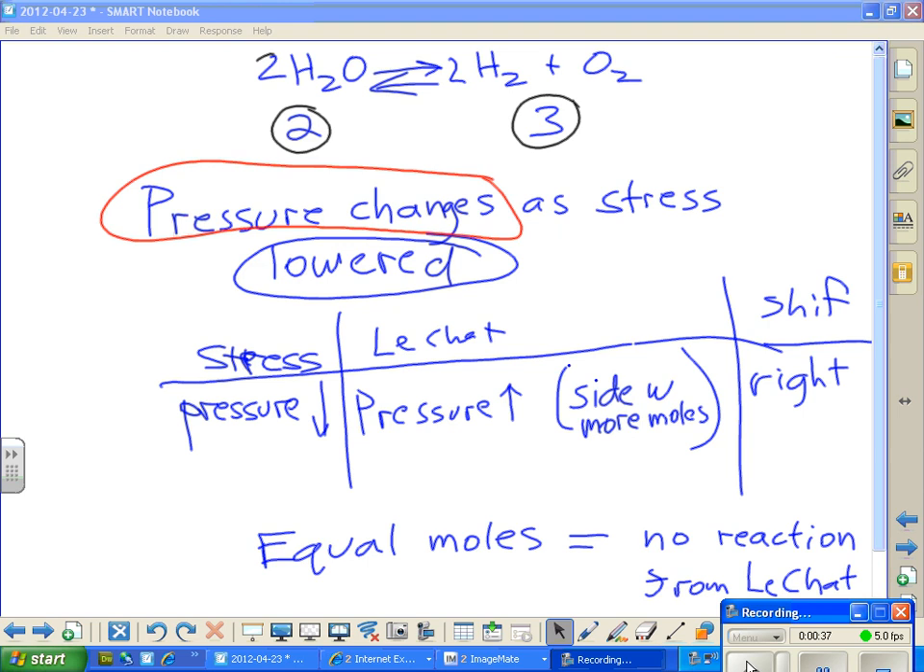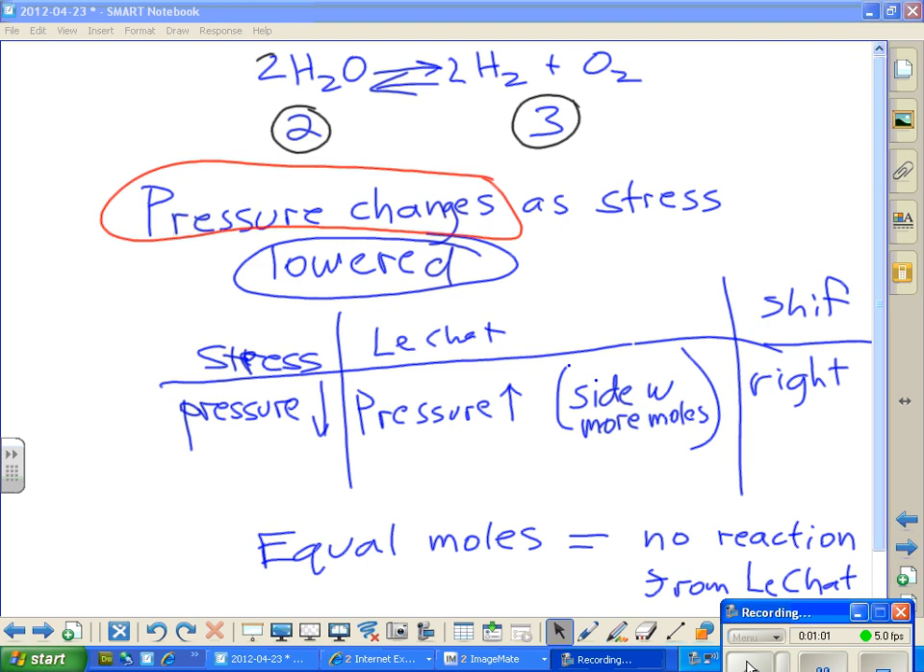For instance, if I were to put in more water in the equation at the very top, what we've said before is LeChat's reaction is to take the water away. How does he take the water away? By shifting to the opposite side. That's what we've been dealing with before.